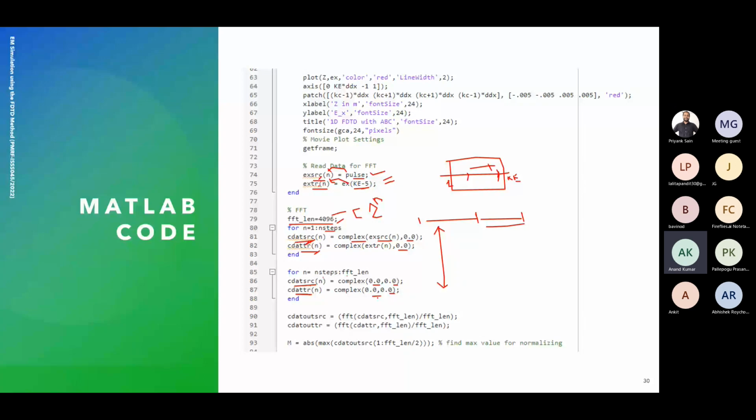Now we use the FFT function available with MATLAB. You can study more about it using the MATLAB help. The FFT function takes as input the time domain data and the length of the FFT, and it asks you to normalize it with the FFT length. So for both arrays we perform FFT, using the FFT length and normalizing with the FFT length. And what we are getting over here is the frequency domain data of the time domain data.